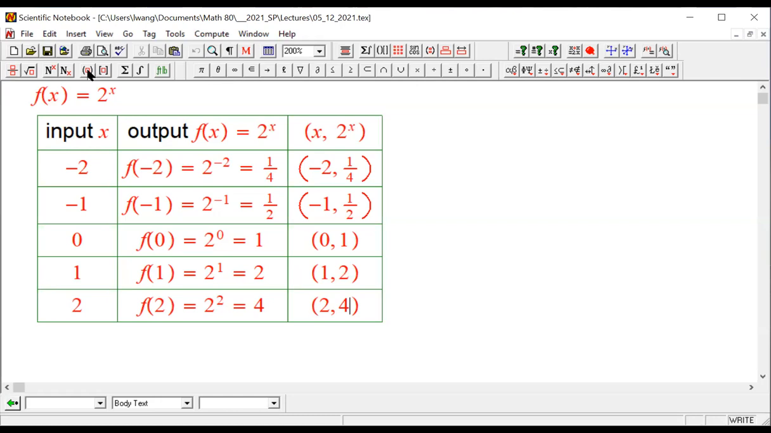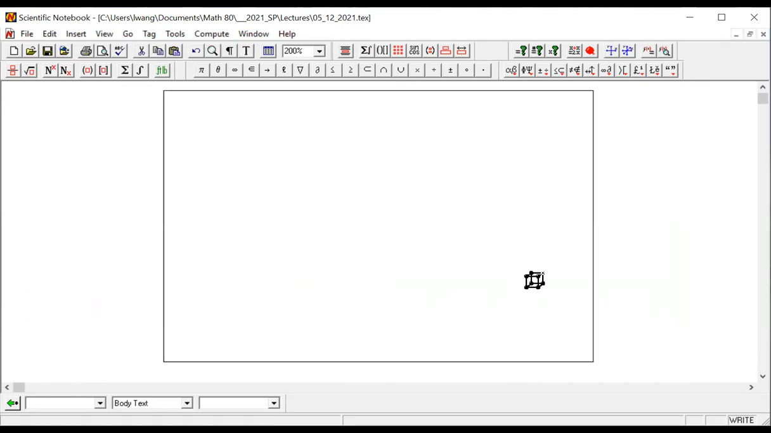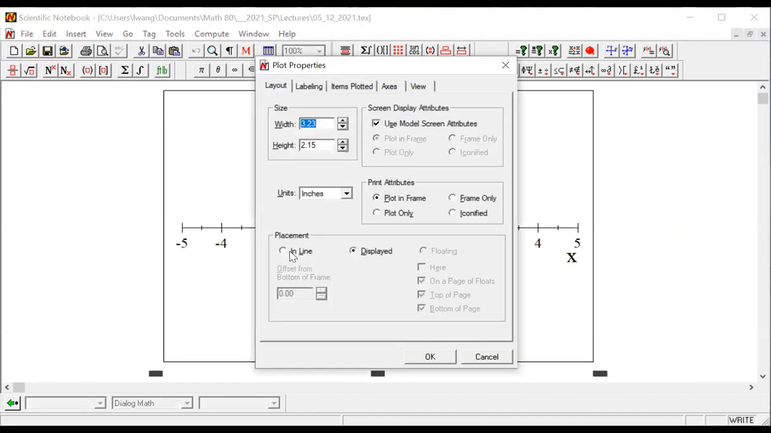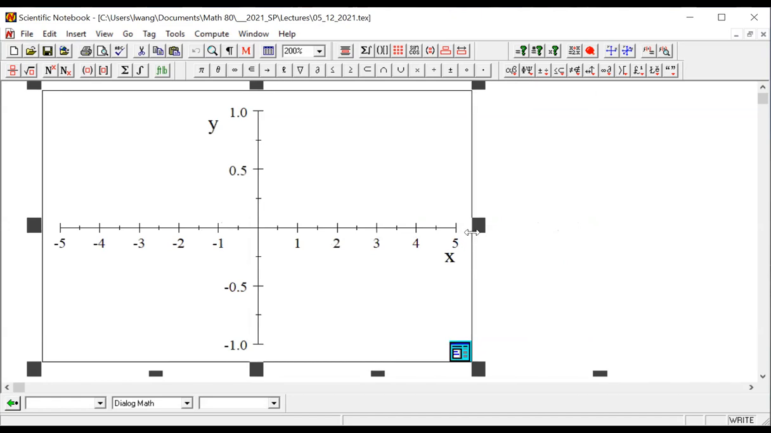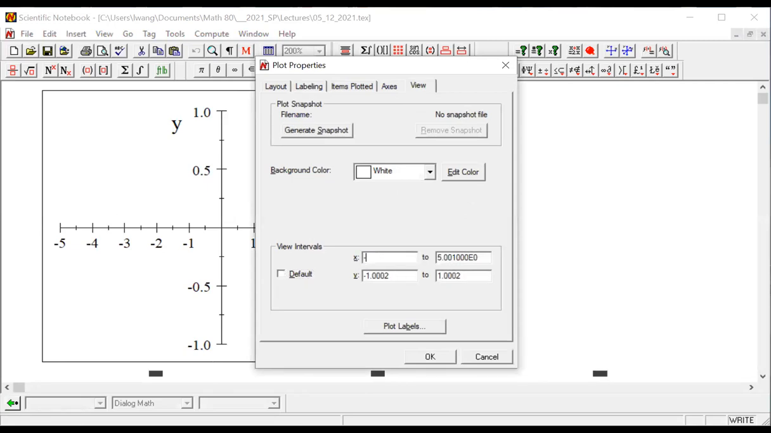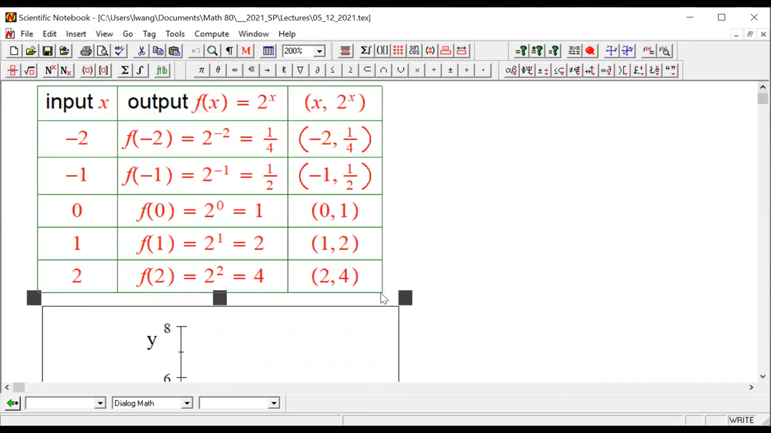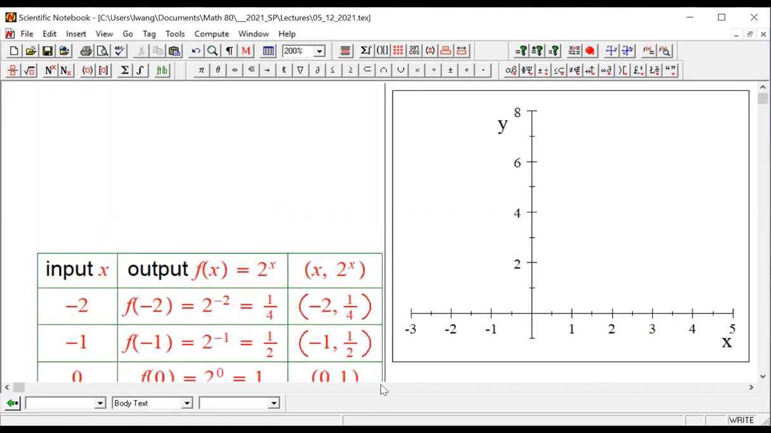Next we're going to set up a rectangular system. Please set up a rectangular system. I'm setting up a rectangular system and making some adjustments on the graph so we can see it better. Say the scales, something like that. And I'm going to put it next to the table. This will make it a little bit easier to plot the points.